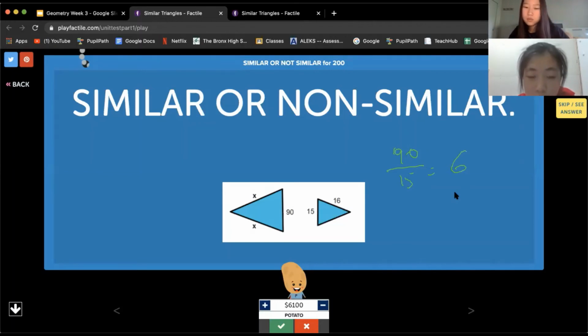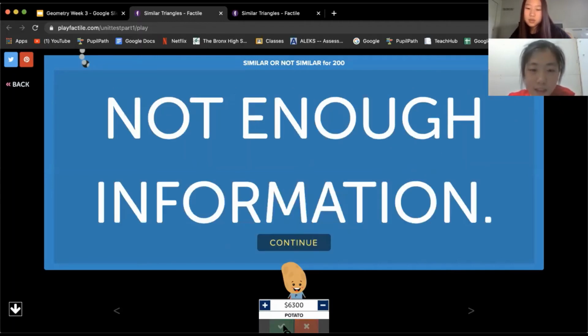Wait, we don't know if these two triangles are similar because we don't know the two sides, and they don't have the angles either. Yeah. Let's skip this question. Yeah, not enough information.